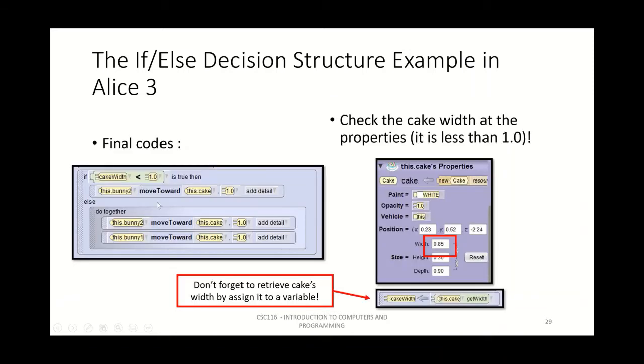This is the final code. We put the condition, then we put the true statement here, and also the action for the false statement. Before that, don't forget to retrieve the cake width by assigning it to a variable. You need to assign the variable as you learned in the previous chapter, chapter 5. You need to check the cake width in the properties. If you want this code to perform the true statement, make sure that your cake width property is less than 1.0.